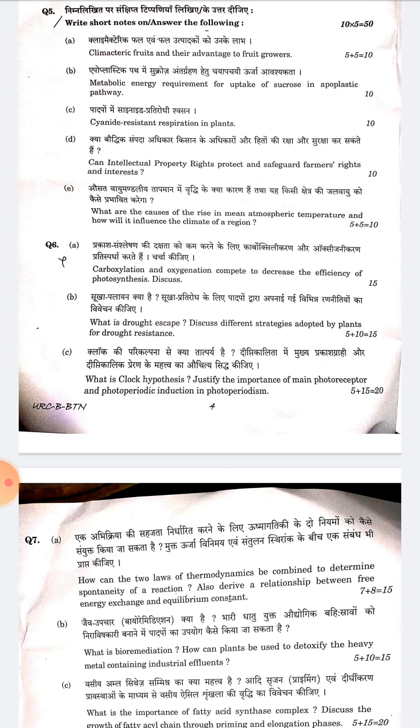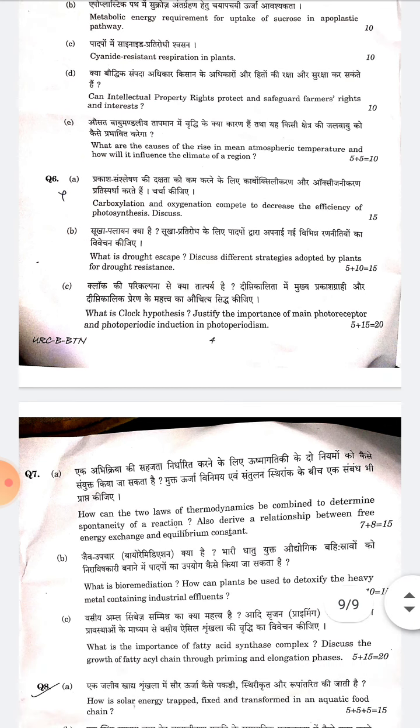And what are the clock hypotheses, justify the importance of the main photoreceptor and photoperiodic induction in photoperiodism. So here, in these two questions, 6A is 15 marks and B is 15 marks and C is a 20 marks question. And now we move on to question number 7. A: how can the two laws of thermodynamics be combined to determine the spontaneity of a reaction, also derive a relationship between free energy change and the equilibrium constant.